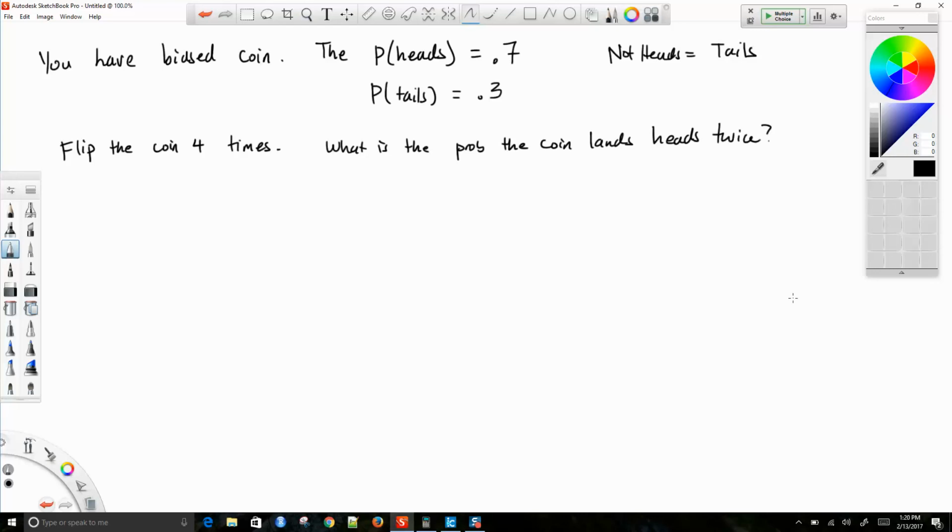twice. Okay, so in our problem here, what is my n, what is my p, and what is my x? N is 4. I'm flipping the coin 4 times. P is 0.7. This is the probability of getting heads, and x is 2. I want to have the coin land heads 2 times. Okay. All right, so I'm going to list off just one arrangement, okay? So this is one possible arrangement.